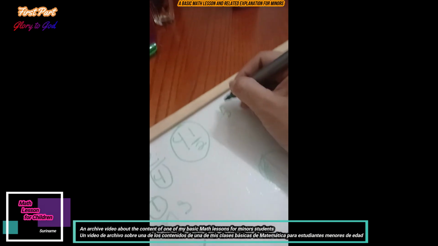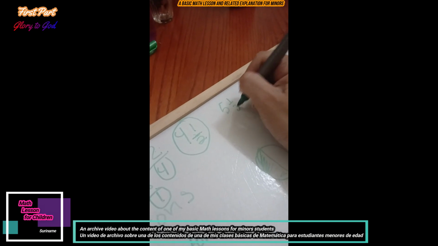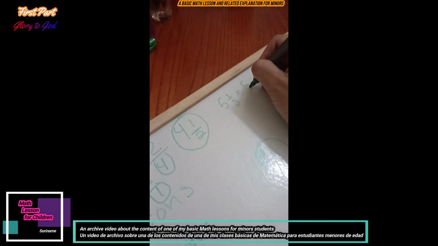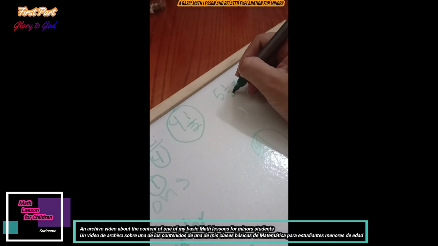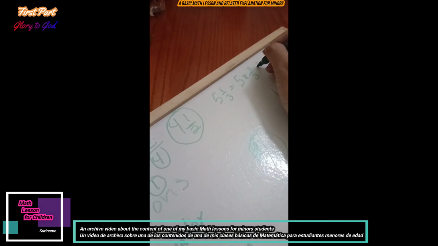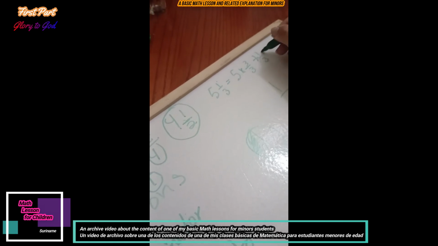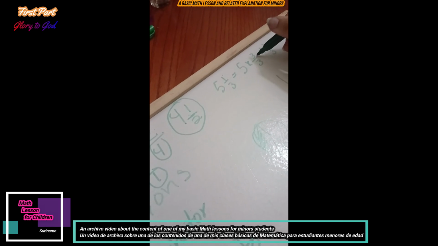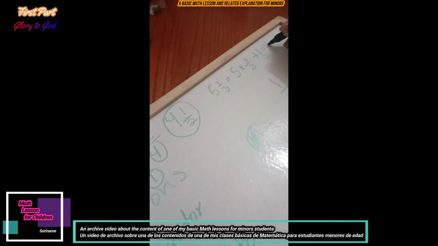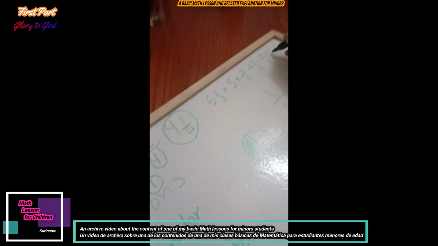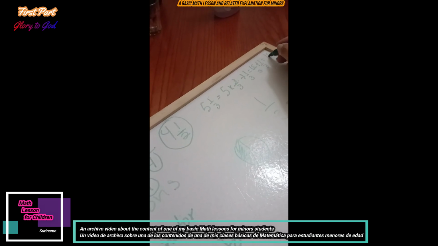Let's do another example. 5 1/3. You multiply 5 by 3, which is 15/3, plus the fraction 1/3, equals 16/3.